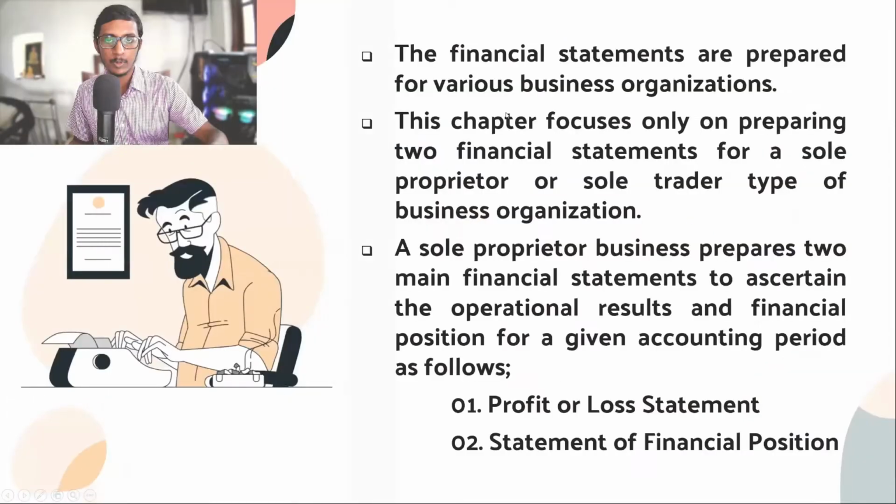The financial statements are prepared for various business organizations. We have a lot of various kinds of business organizations. If you can remember, grade 10, third lesson, we discussed sole proprietorships, partnerships, companies and state companies. Other than that, we have non-governmental organizations, state corporations, state companies, state departments, and so on. There are a lot of kinds of business organizations.